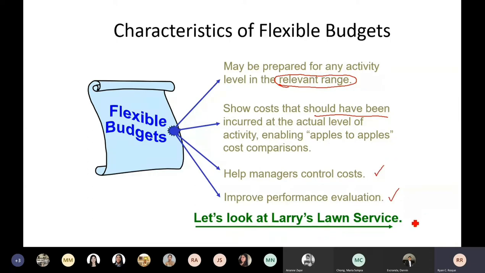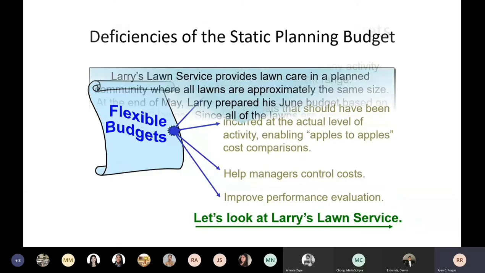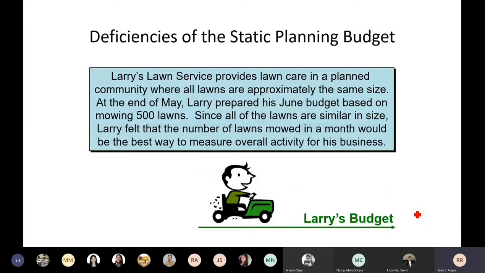So let's look at this illustration at Larry's Lawn Service. Wala po ito sa handout ninyo. So panoorin po natin. Okay? So we will try to show the deficiencies of the static planning budget. When we say that, ibig sabihin, yung actual kasi natin, if we really insist to compare with the static planning budget lang, makikita natin kung ano yung pwedeng maging problema or misleading na mga information na makukuha natin dito.